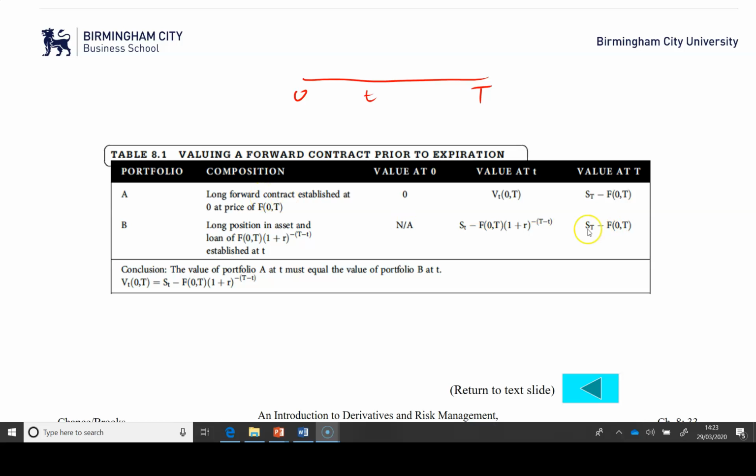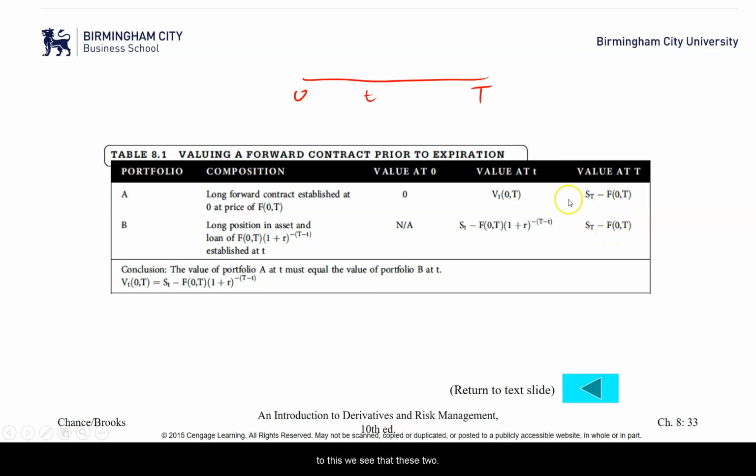Now, for the second portfolio, where we have a long position in the stock and a short position in the loan, this will be worth, again, the spot price at expiration. The loan that we have borrowed at time t will grow to the forward price at expiration, but we also have the underlying asset here. So if we compare this payoff to this, we see that these two portfolios have the same outcome at expiration.